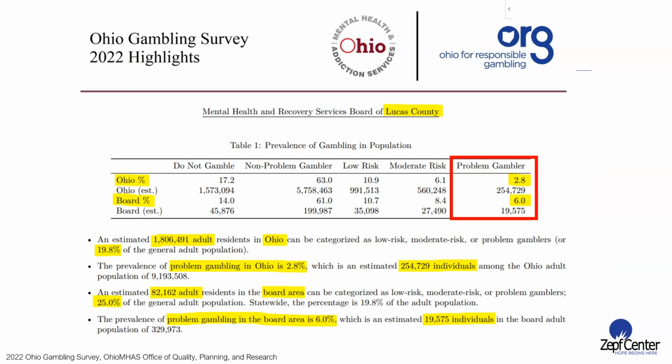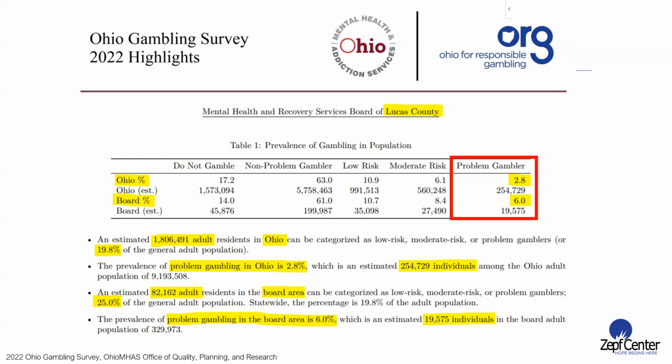Now, when we look at the board percentage from Lucas County, that's 6%, which is double that 2.8. So the prevalence of problem gambling in the Lucas County board area is 6%, which is an estimated 19,575 individuals in the Lucas County adult population of just under 330,000. And so this is problem gambler.